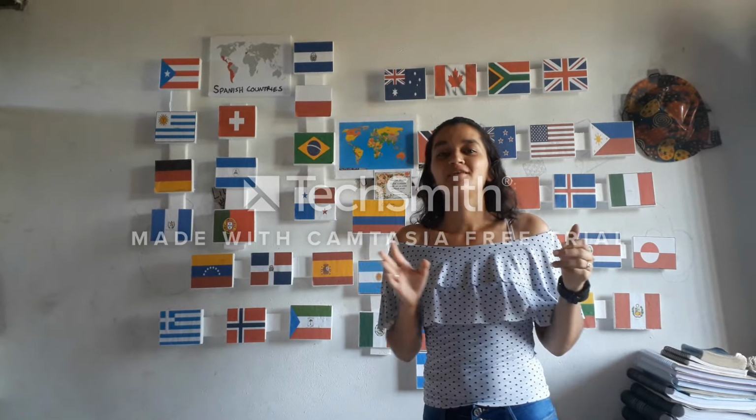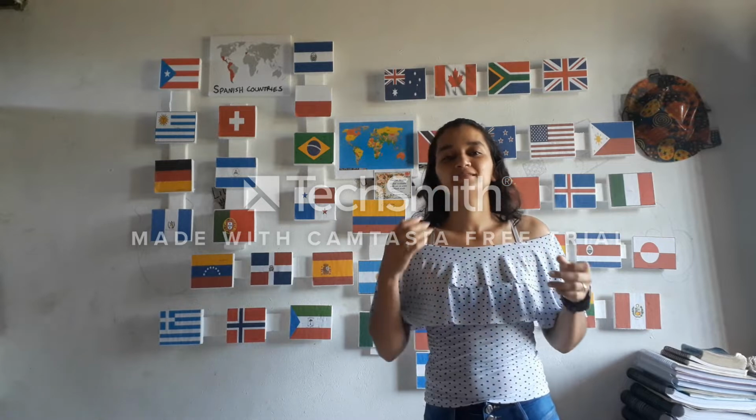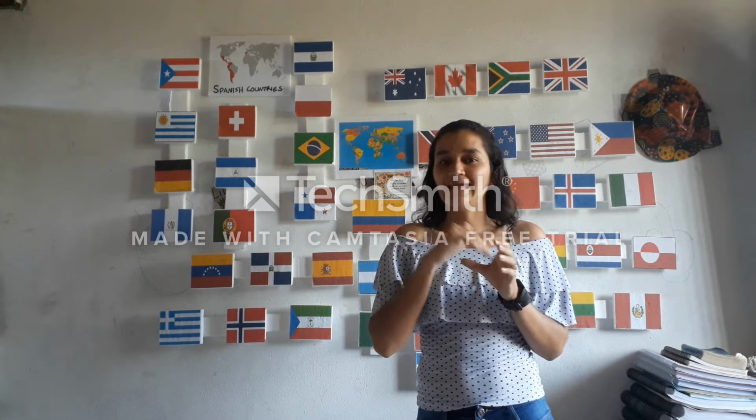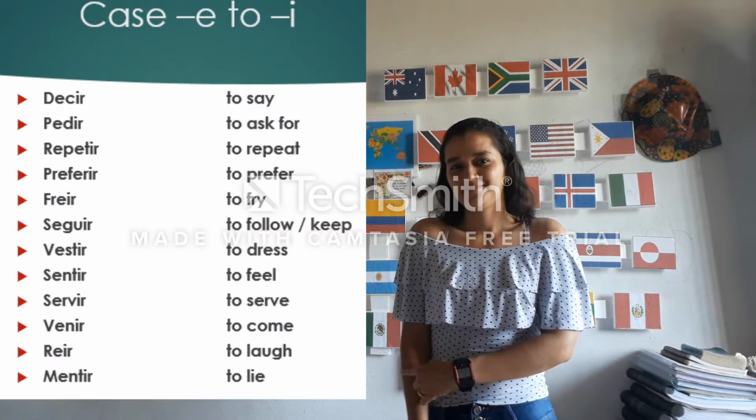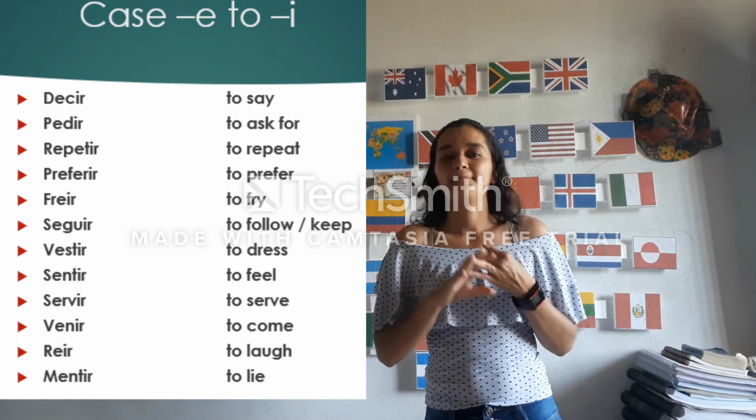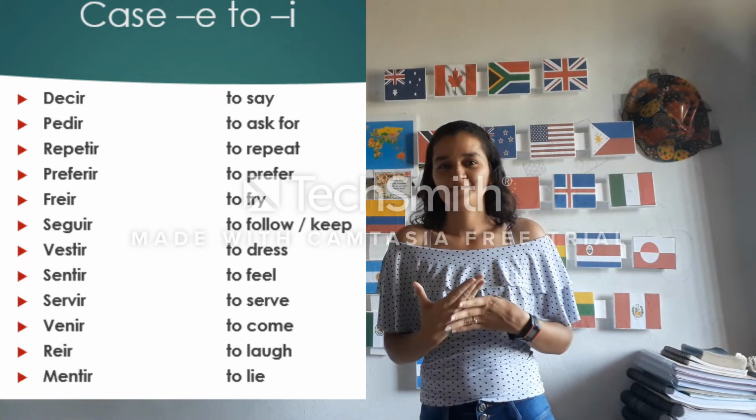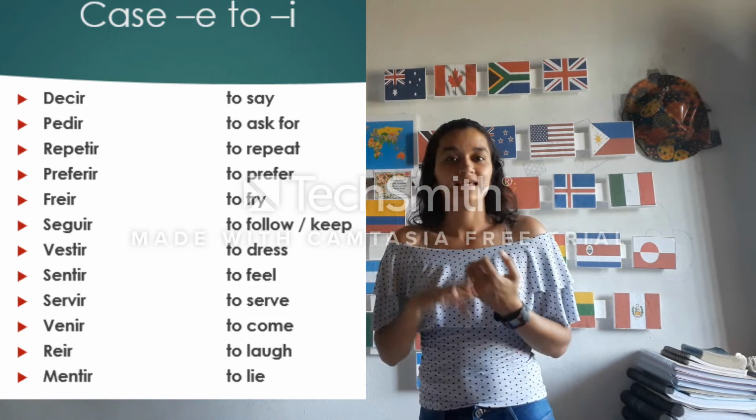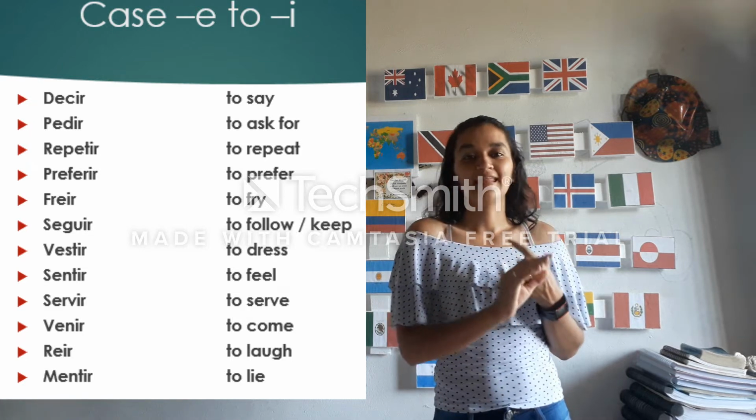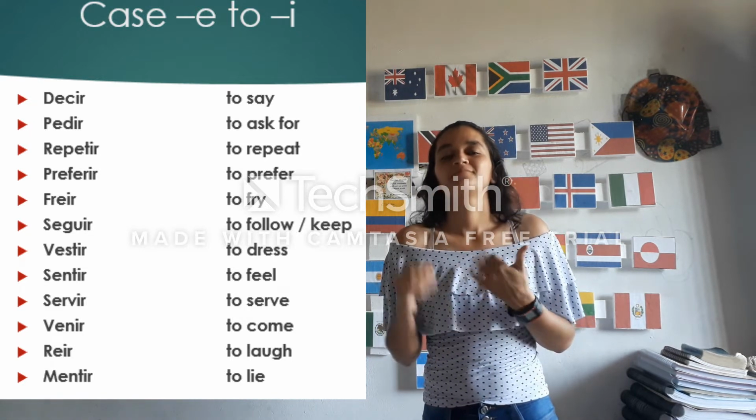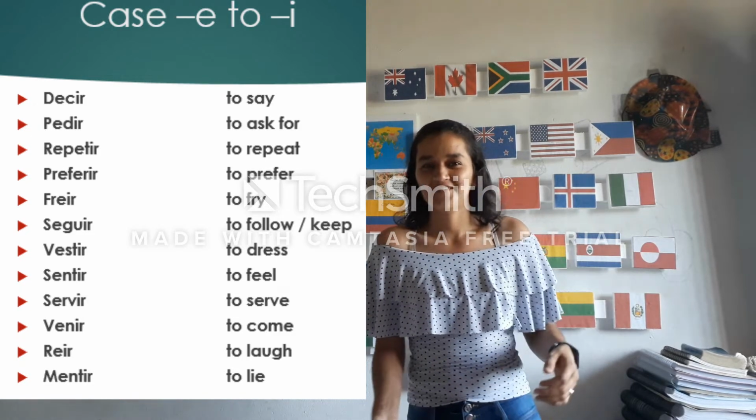Now, there is a change that only occurs with the verbs ending in ir. And what we do is change in the stem the E to I. Like in these verbs. Decir, pedir, repetir, preferir, freír, seguir, vestir, reír, sentir, servir, venir, mentir, and others.